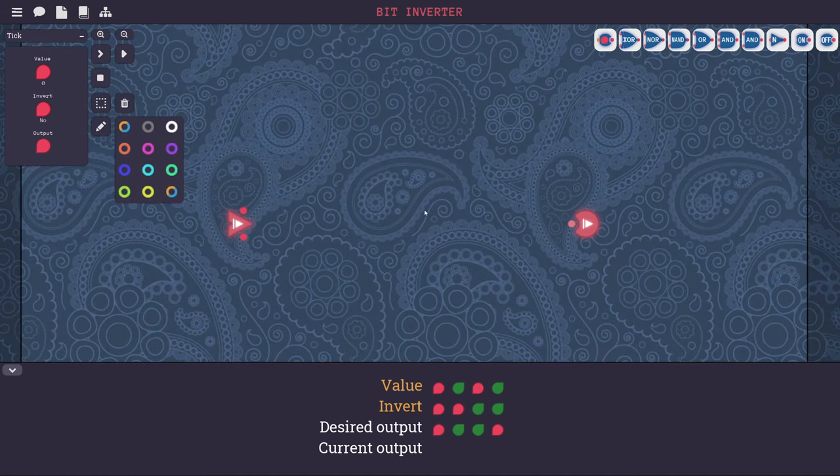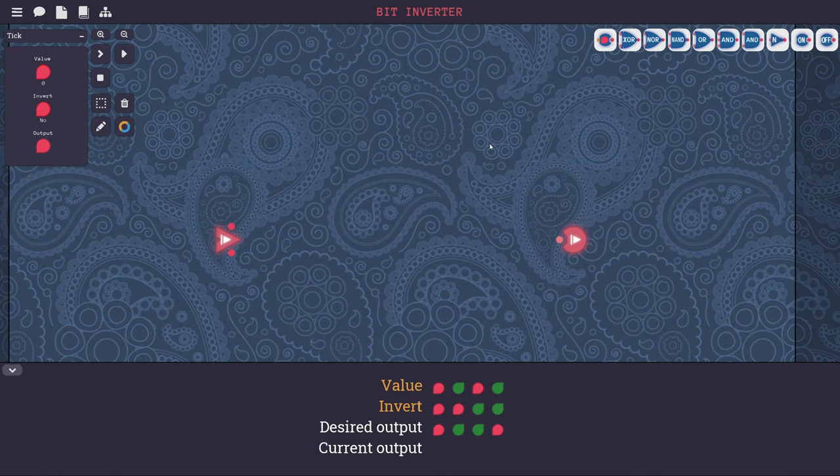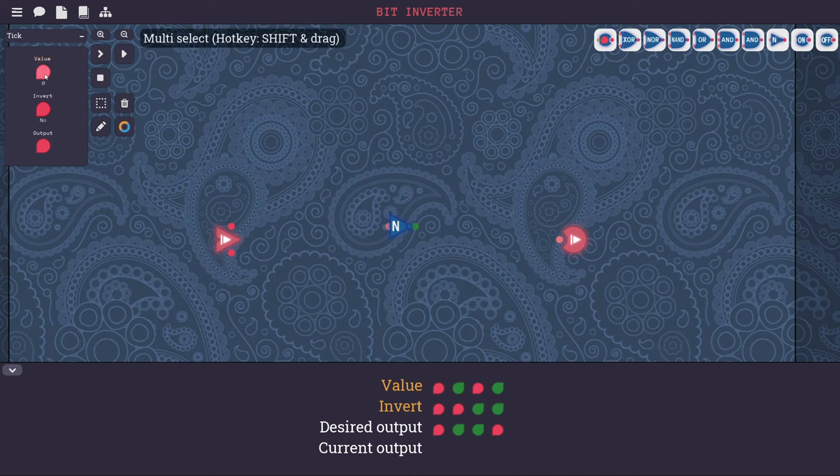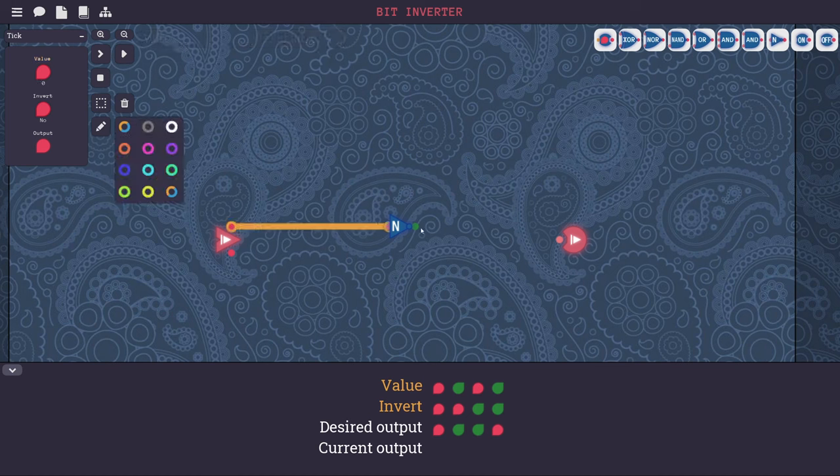So let's play around with that too. What we need to do is invert the value only if this invert line is set. First of all, let's figure out how to invert the value. If we take this top one, which is the value, and pass it through a NOT gate, that would give us our output, the inverted output.